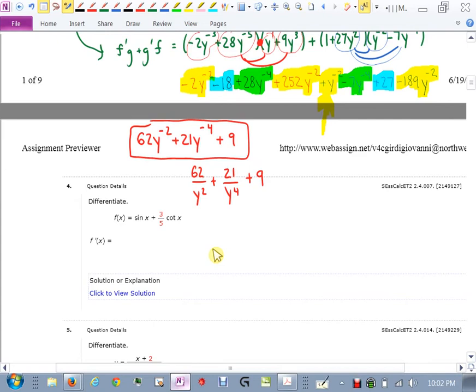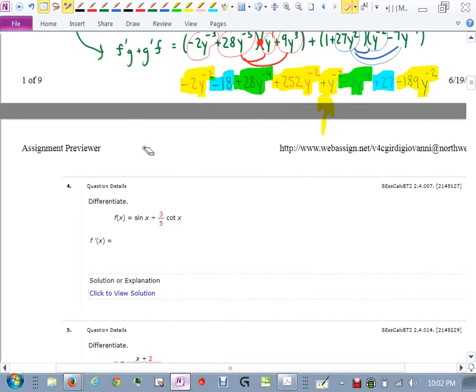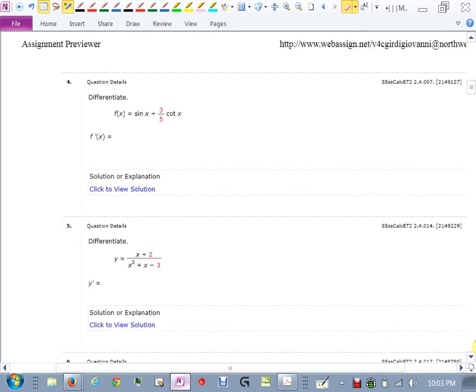All right, next problem. Let me clear some of this out of here. I want to differentiate what we've got here. First thing you need to notice is that we do not have product rule here. We have sine x being added to something else over here. So I can do these individually and just take the derivative. The derivative of sine of x is cosine of x, plus the 3/5 is a constant.